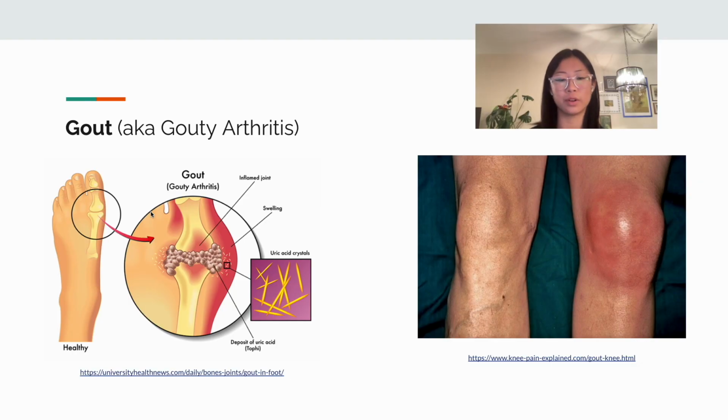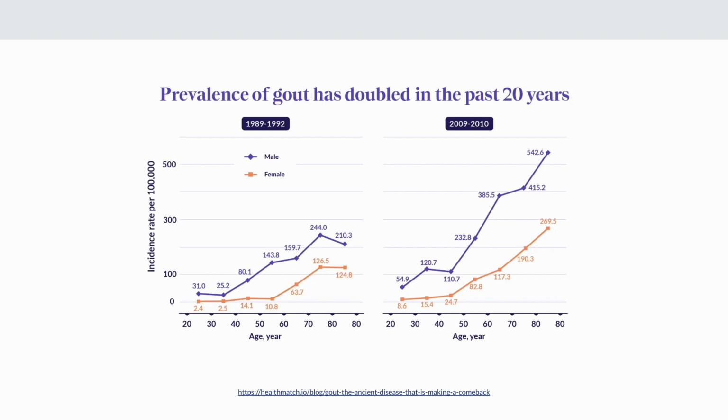Gout is a common and severe form of arthritis caused by uric acid buildup in the body. It results in pain, swelling, and redness in the joints, typically forming in the big toe or a lower limb joint. Gout prevalence has been on the rise globally and is now the most common form of inflammatory arthritis in the US, affecting about 3.9% of the entire adult population.